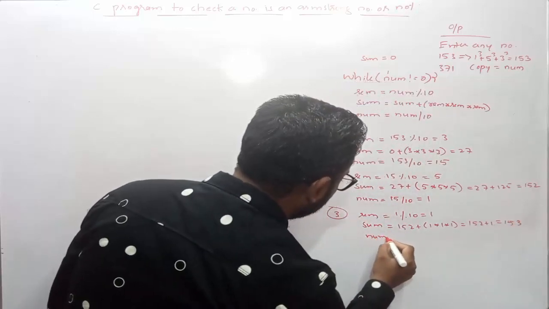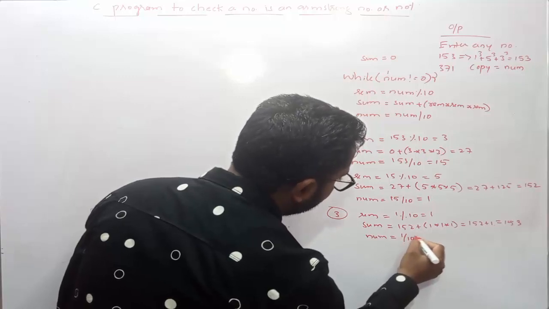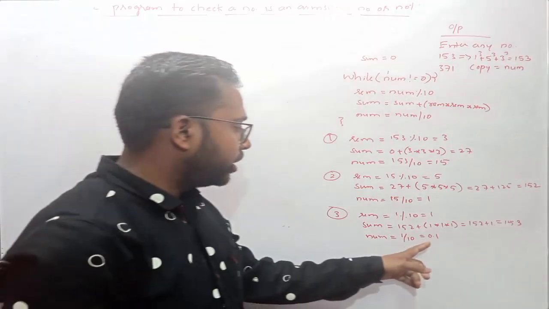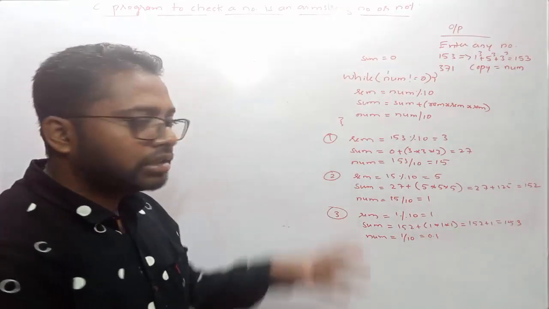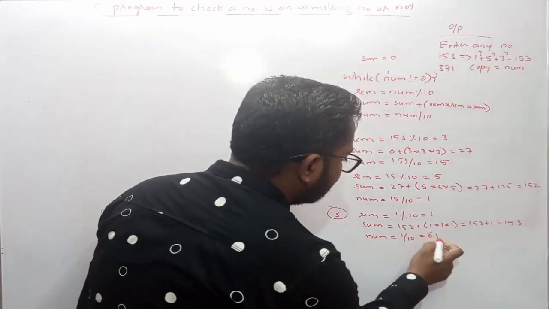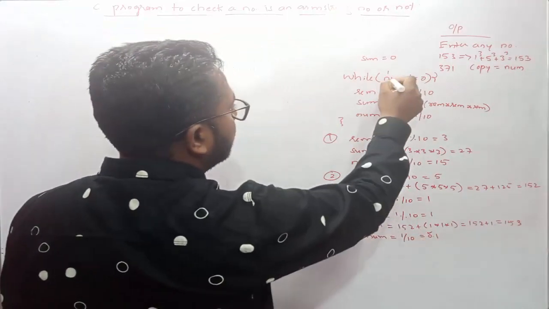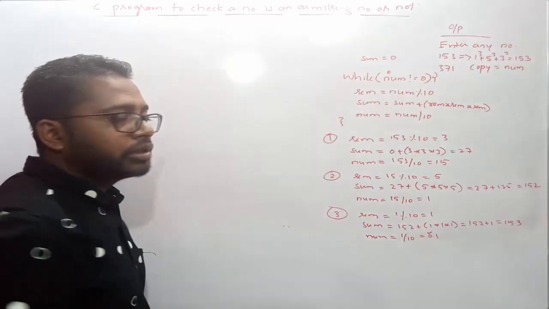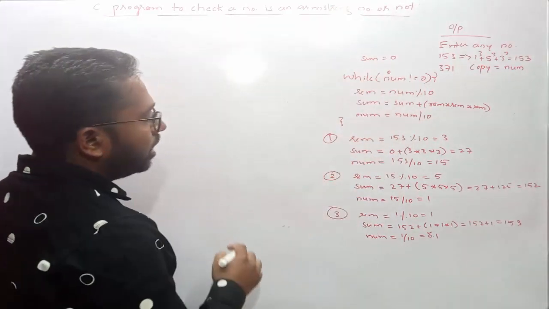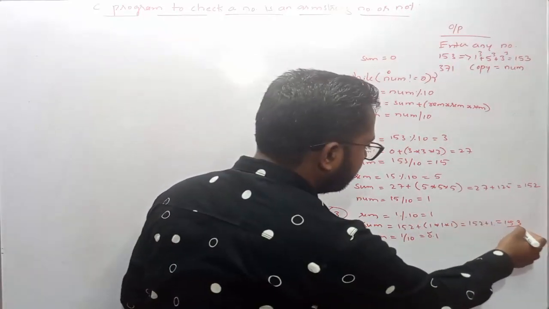And then num equals num by 10. Num value is 1 by 10. We will get 0.1. Now num value gets reduced to 0.1. Since we are dealing with integers, we will consider only 0 by skipping this 0.1. Now again the value of 0 gets passed to while. Here 0 will come. 0 is not equal to 0. Condition becomes false. That's why the control will come outside the while loop, and whatever value gets stored inside the sum, which is 153.